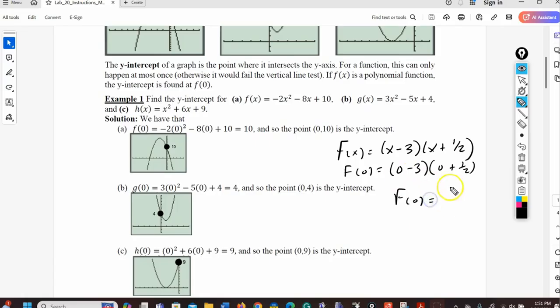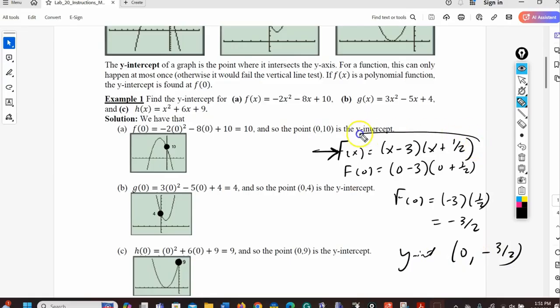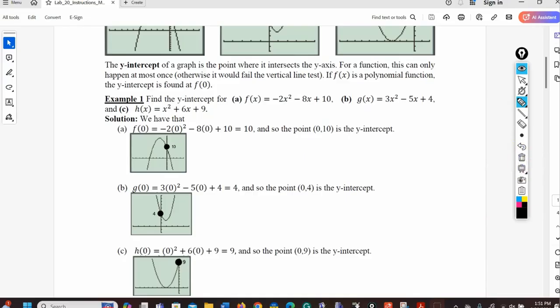Evaluate the function at 0. That gives you -3 times a half, which is -3 halves. And so this function would have a y-intercept of the point (0, -3/2). Now if you were to graph it, it's not at all obvious from the graph what the exact y-intercept is. So this procedure is how you get that. Okay.